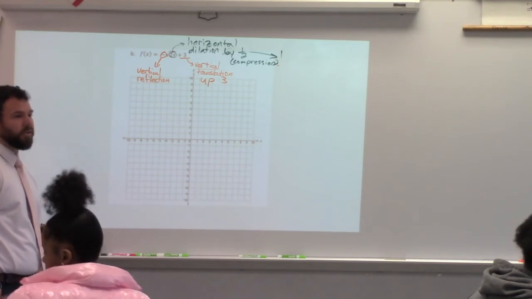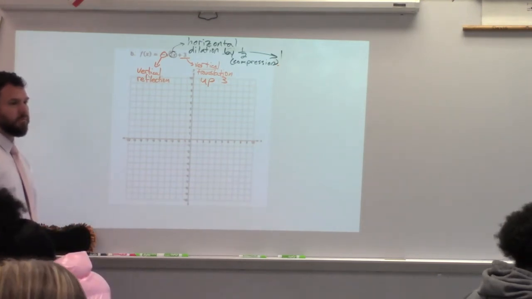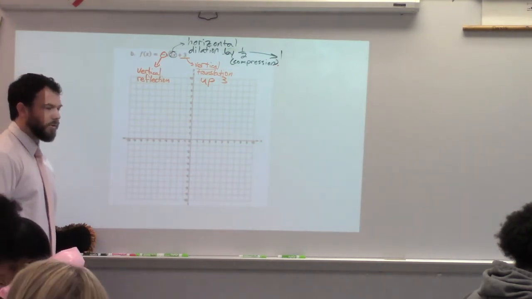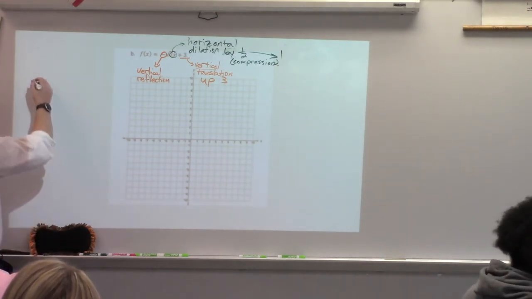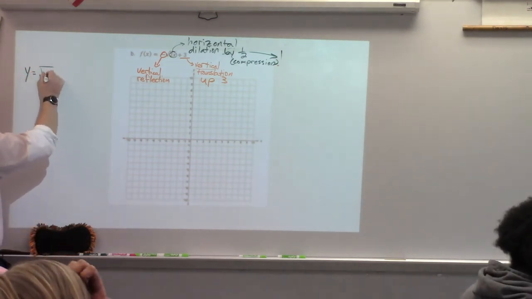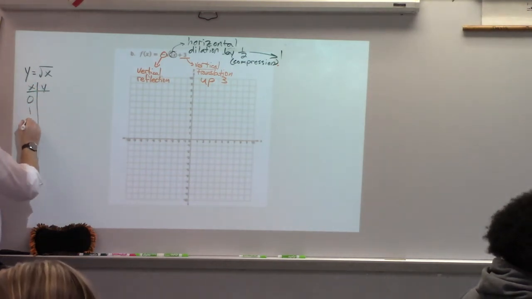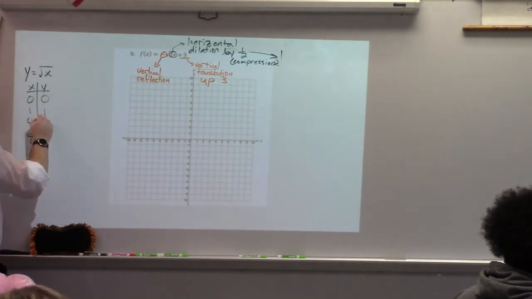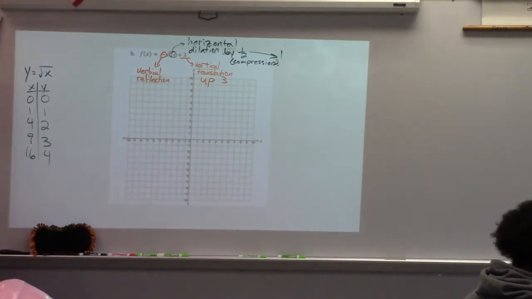Can you create the parent function table for y equals the square root of x? Yes, y equals the square root of x. Isn't that the parent function, Anthony? Oh yeah, you can do that too. You're taking the square root of the x values. You can take the square root of 2 too, okay? Put it in the calculator.